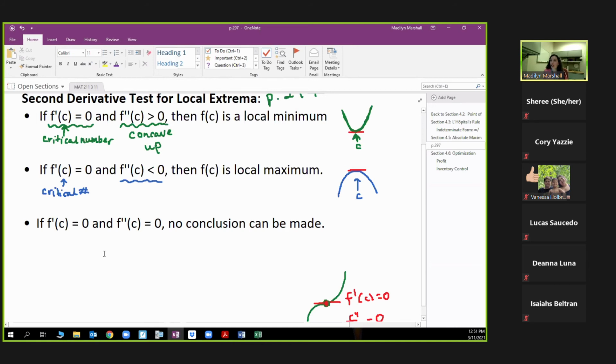So when you are finding local maximum and minimum, you are welcome to use this, but you're also welcome to just stick with the sign charts that we were doing in 4.1. So this is an option, but it's not required. But I want to use it in our next problems that we're going to do just to see how it works.